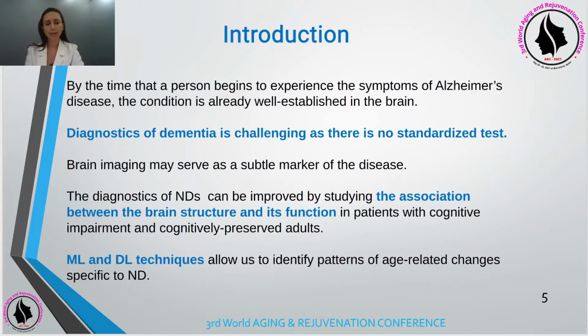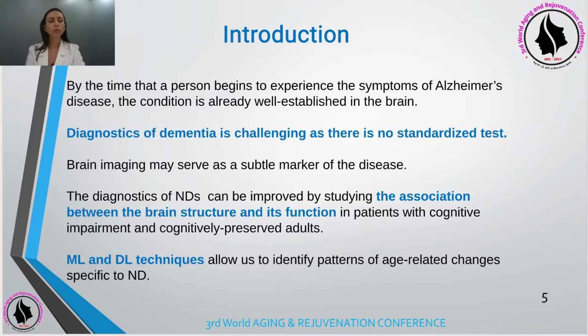Structural signs of dementia appear earlier than functional. So by the time that a person begins to experience the symptoms of the disease, its condition is already well established in the brain. Brain imaging, though, may serve as a subtle marker of dementia. However, the diagnostics of a disease is most commonly done with the help of cognitive tests. This task is challenging because it's time-consuming and there is no standardized test.